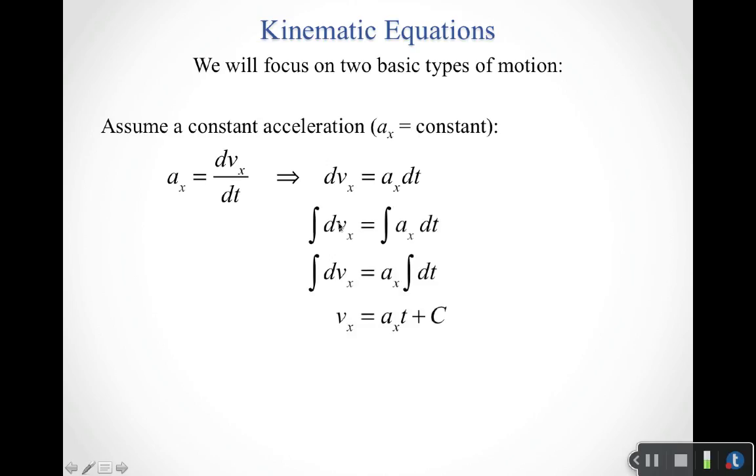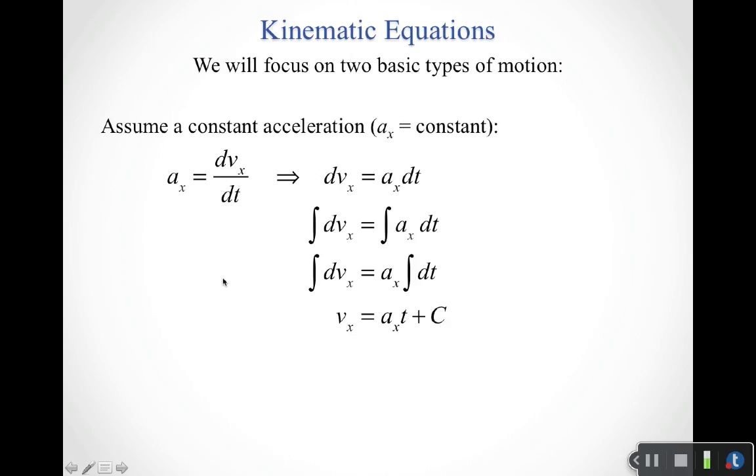Well, to undo differentials, we know that we have to take integrals. When I take the integral of the left-hand side, this is just the integral of dv_x, so that's just going to give me v_x. On the right-hand side, I've got a_x. Since that is constant, right, that was my assumption that we've got a constant acceleration, I can pull that out of the integral, and I'm left with just the integral of dt, which gives me t.